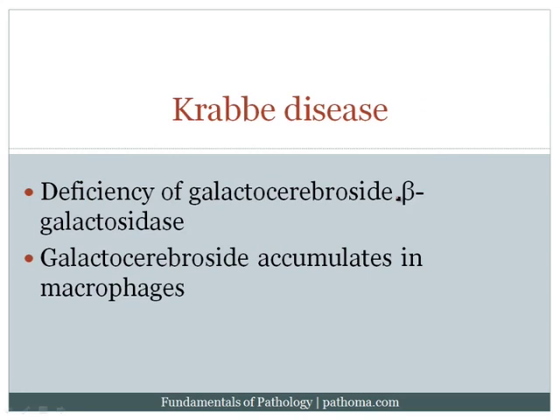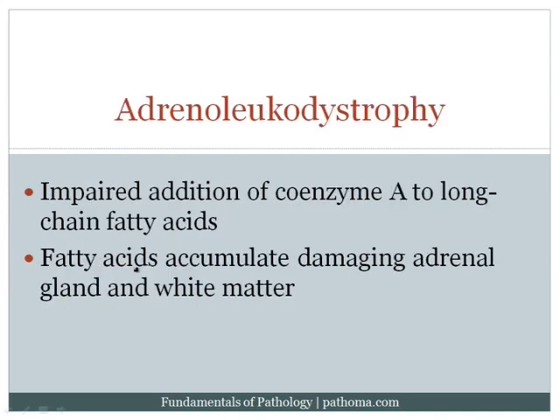Krabbe's disease is when you have deficiency of galactocerebroside beta-galactosidase, and this then results in the accumulation of galactocerebroside within the macrophages. In adrenal leukodystrophy, you have a problem with both the adrenal gland and the white matter. This is due to impaired addition of coenzyme A to long-chain fatty acids. The fatty acids then accumulate, damaging both the adrenal gland and the white matter.